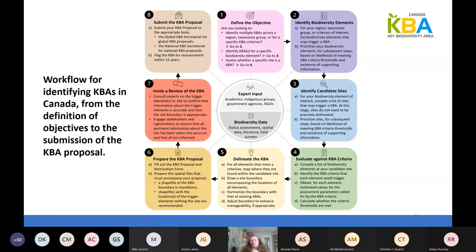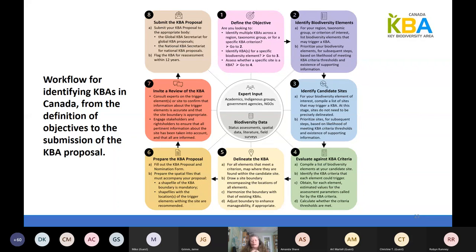We have a complicated workflow model. Do not worry about any of the details here. This is a general outline of the process. Biodiversity and expert input is at the nexus, including local and traditional knowledge. They're integral to all steps of the process.